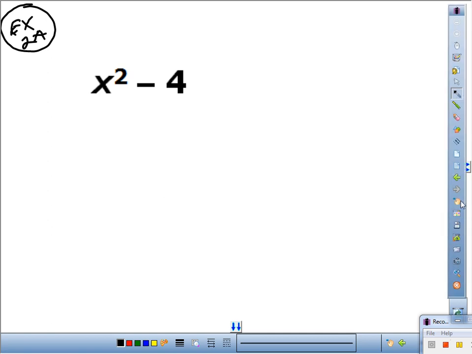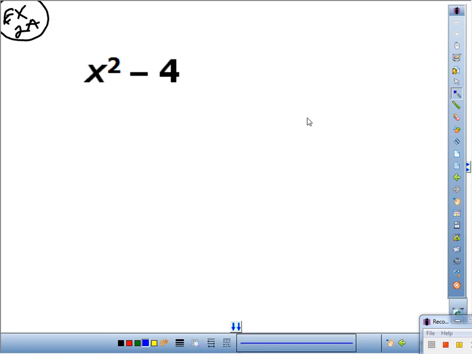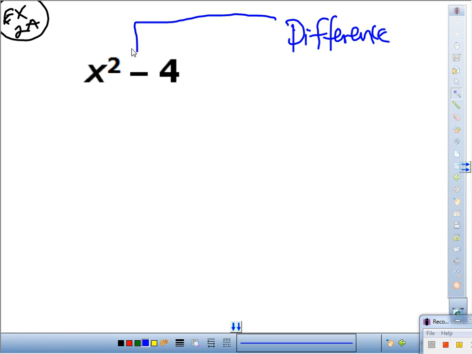All right. Well, check this out. This has a name. This is known as a, don't write this down yet, this is known as a difference. Difference implying what operation? Subtraction, right? Difference.